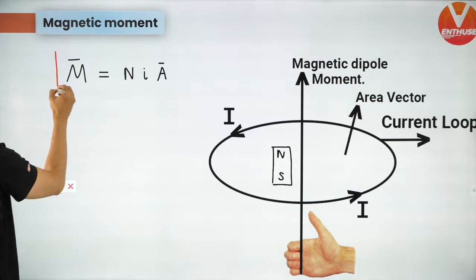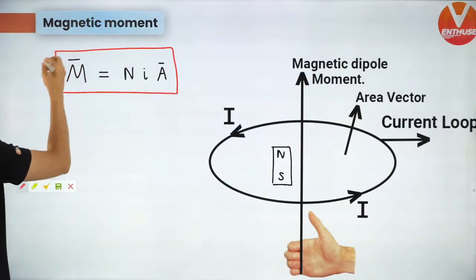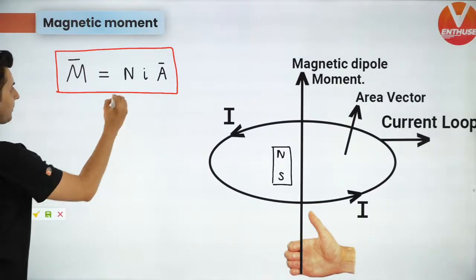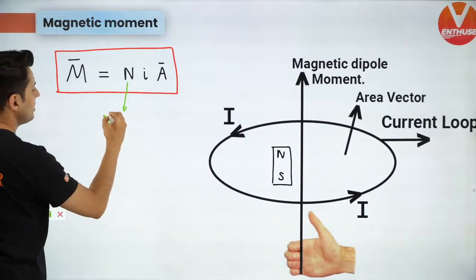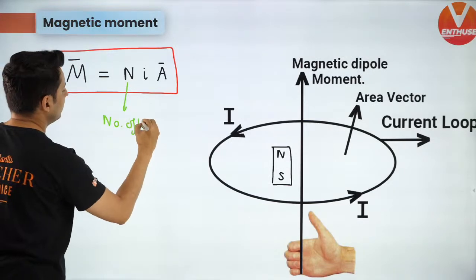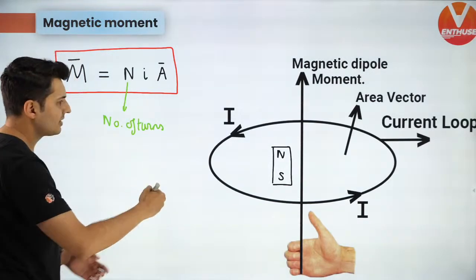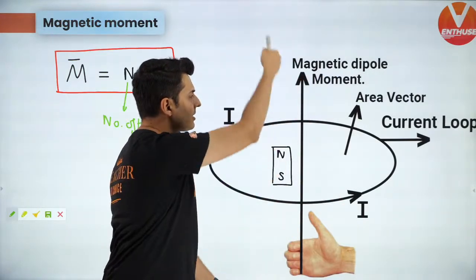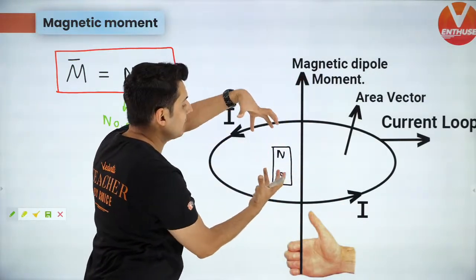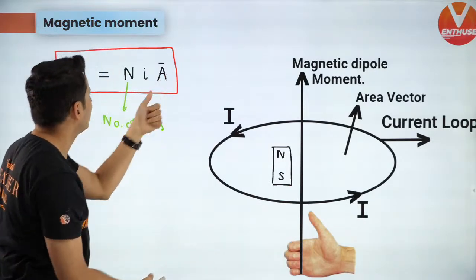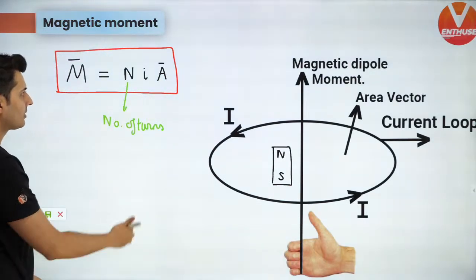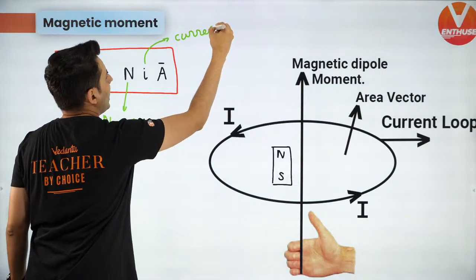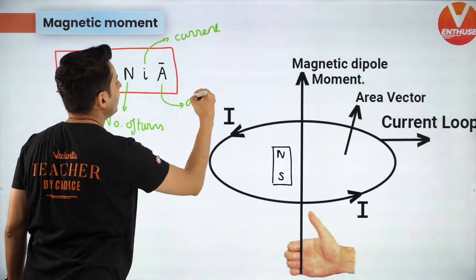Now I'll explain to you what each term is. First, N. What is N? N is nothing but the number of turns. And it makes sense. If you have more coils, more turns, the magnetic strength will increase. This magnet will become stronger. So magnetic dipole moment depends on the number of turns. I is obviously current and A is nothing but area.